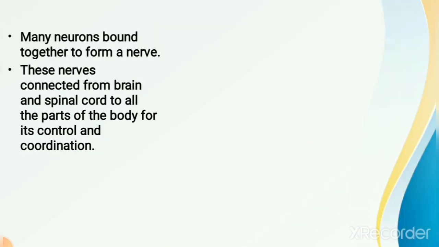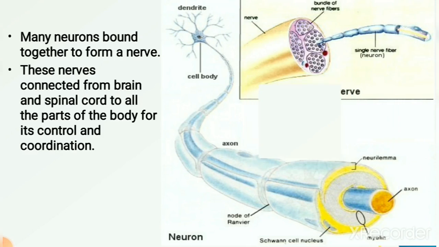Now come to the nerve structure. In a single nerve you will see that there are bundles of nerve cells, and it is one extended nerve. And these nerves, as we have already studied, are connected to the brain and spinal cord, and to all the parts of the body for control and coordination.